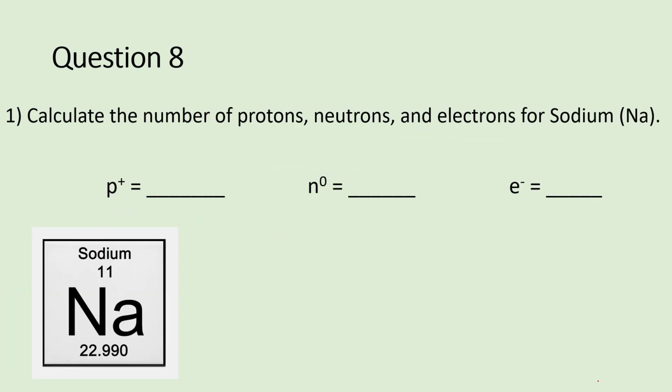Okay, and I know you're like, wait a minute, we're doing this again? Yes, we're going to take a look at sodium a little bit more involved, so we're going to do this one and then put this on the back burner for a minute. So go ahead and calculate real quick protons, neutrons, and electrons for sodium, because we're going to do a little bit more with sodium than we did with the other ones.